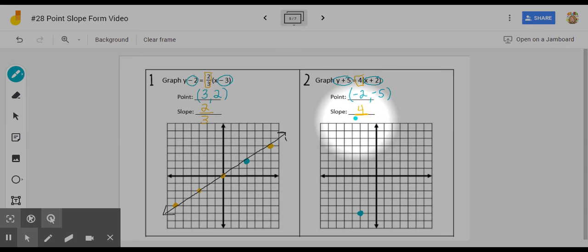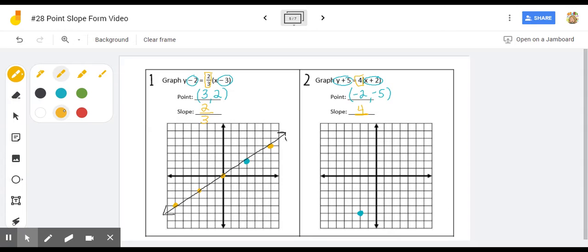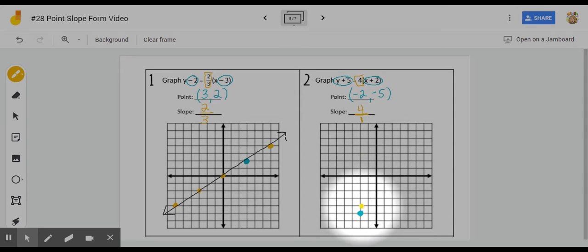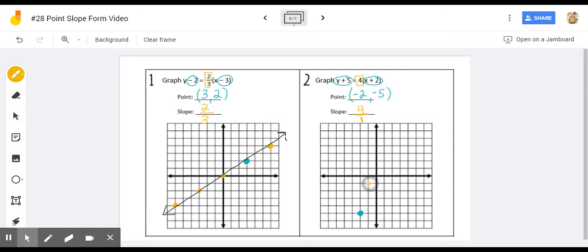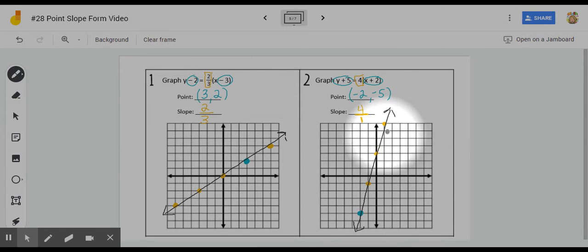So according to our equation, we have +2 inside with my x, which means that that 2 is going negative. And the y coordinate is also negative since it became a positive. So -2, -5 is our starting point. We plot it, and then we use our slope of 4. Now that means go up 4 and run 1. So I'm going to go up 1, 2, 3, 4 over 1. And if you wanted to continue that slope, we end up with a nice steep slope line.